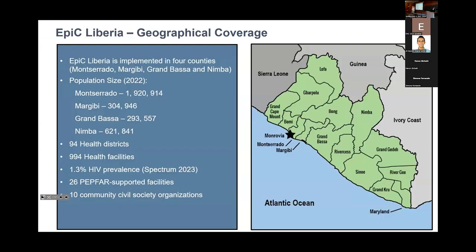So it's about Liberia now. In Liberia, we are implementing the program in 26 PEPFAR supported health facilities through 10 community civil society organizations. We call them CSOs. The main aim of the program is linking the hard to reach community people with the health facility. So for that, we have the 10 CSO partners. They have been supporting to link the community with the health facilities.